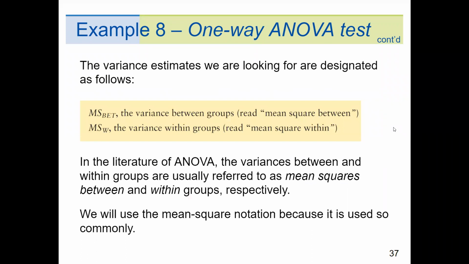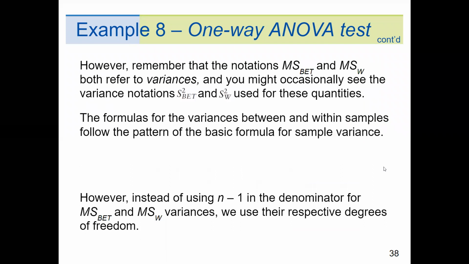The variance estimates we are looking for are designated as follows: mean square between and mean square within. In the literature of ANOVA, the variances between and within groups are usually referred to as mean squares between and within groups respectively. We will use the mean square notation because it is used so commonly. However, remember that the notations MSBET and MSW both refer to variances, and you might occasionally see the variance notations S squared BET and S squared W used for these quantities.